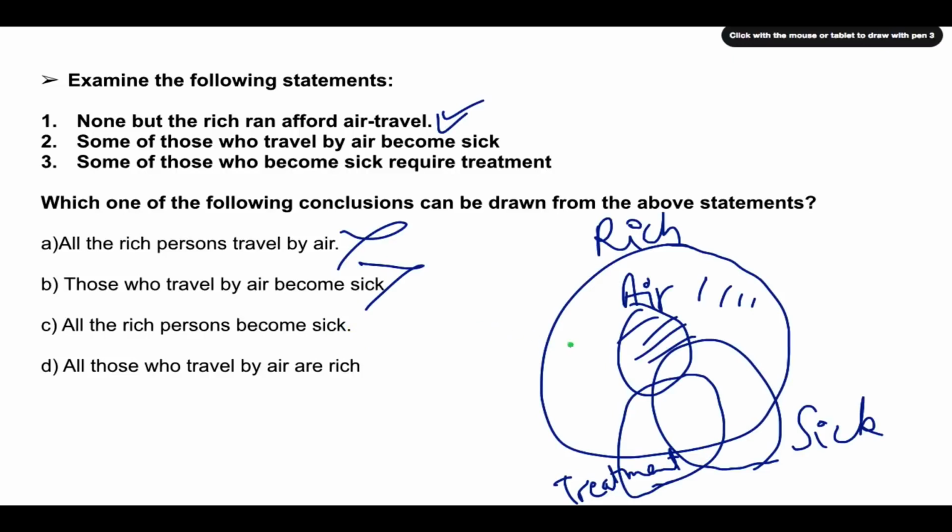Then again this is wrong because this portion does not become sick. All those who travel by air are rich, so this is right. All those who travel by air are rich, so the answer is D.